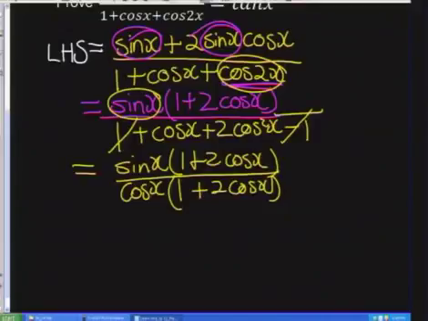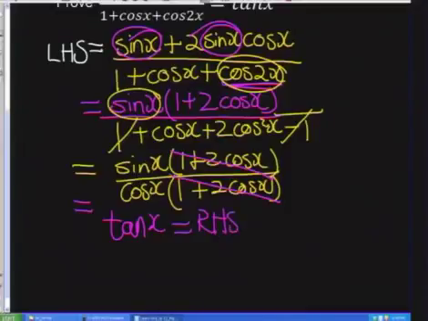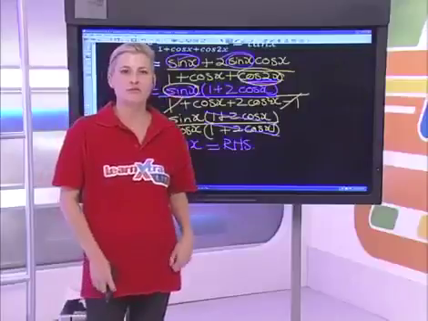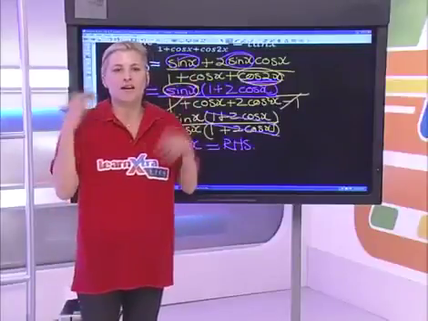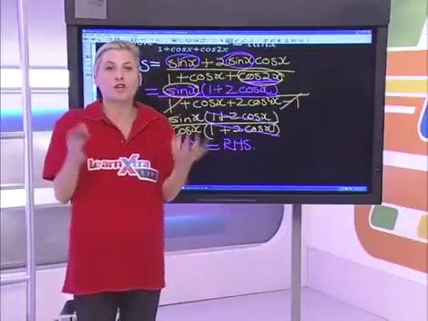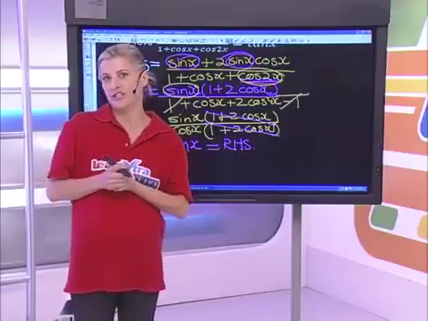And I love it when things work out. These 2 brackets are identical. They cancel out. I'm left with sine x over cos x, which is equal to tan x, which is equal to my right-hand side. So guys, sometimes it's a good idea to hang on just a little bit before you substitute the cos 2x. Maybe the rest of your sum will show you in which direction you need to work.